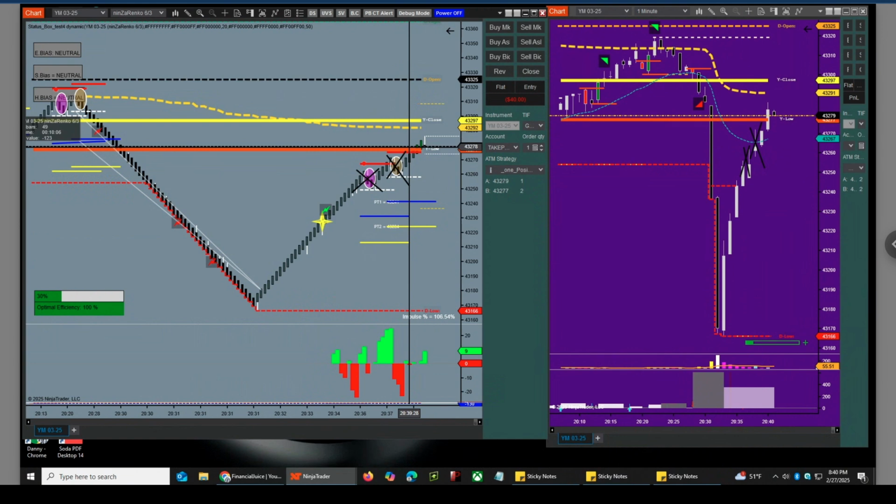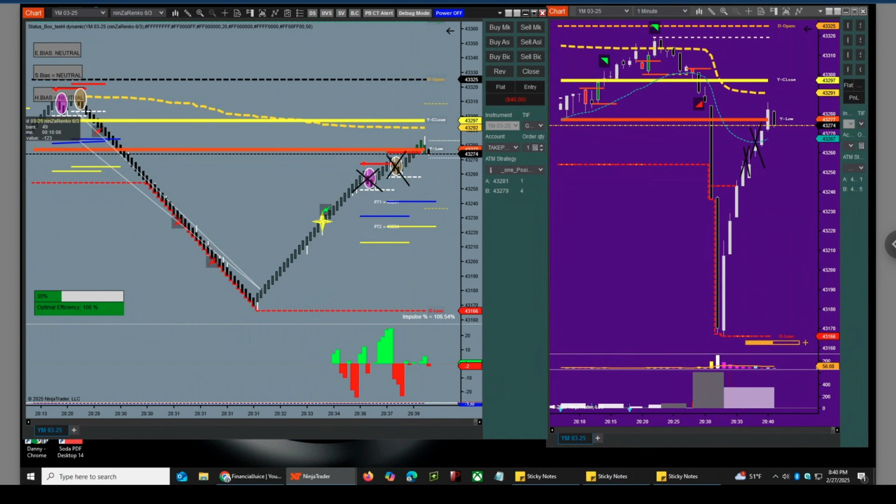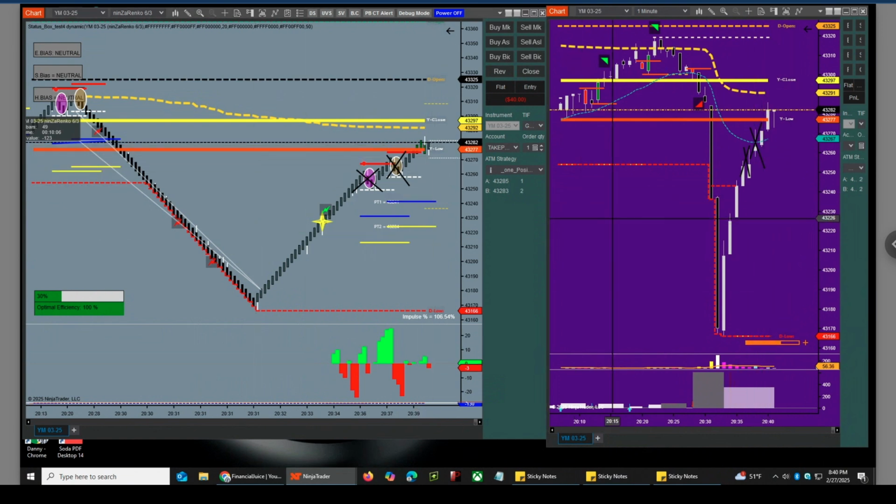Okay, market is slowing down a bit. 30% optimum, 100% efficiency, 30%. Let's see what happens. It was slowing down a lot. Oh, geez. Okay. Yeah, it's taking a long time.